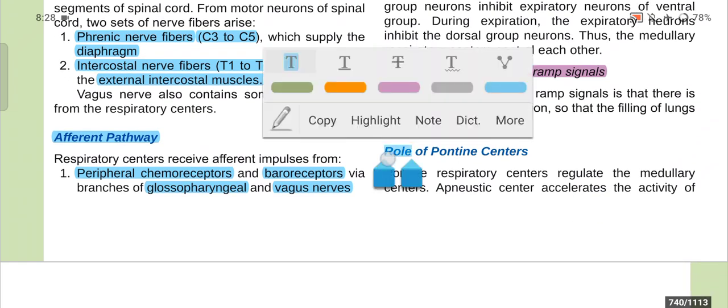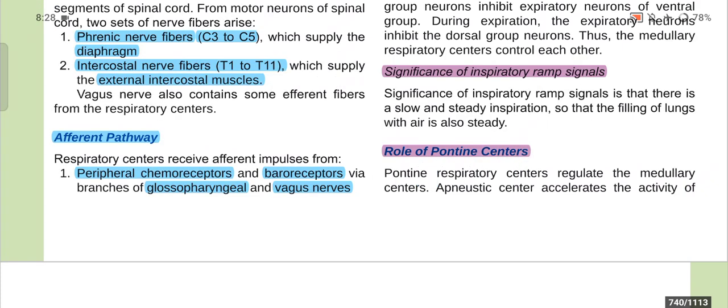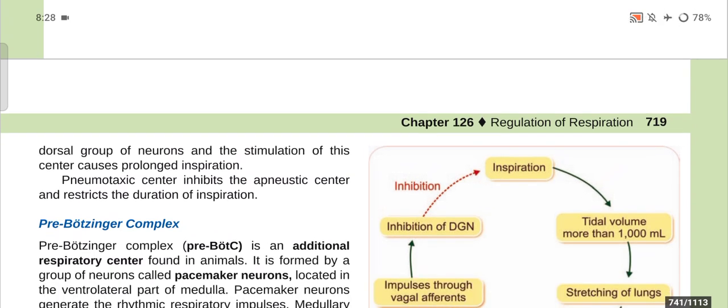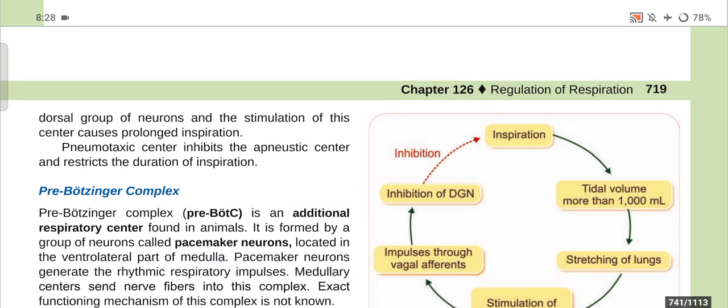Now, role of the pontine center. Pontine respiratory centers regulate the medullary centers. The apneustic center accelerates the activity of the dorsal group of neurons, and stimulation of this center causes prolonged inspiration. The pneumotaxic center inhibits the apneustic center and restricts the duration of inspiration.